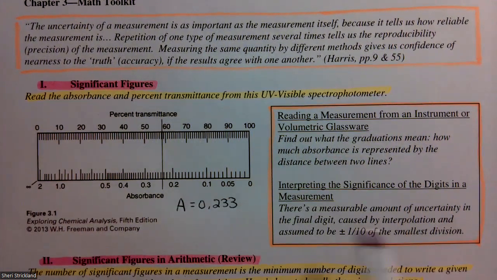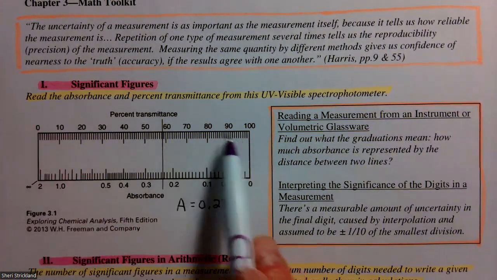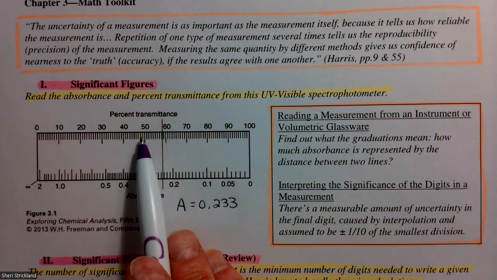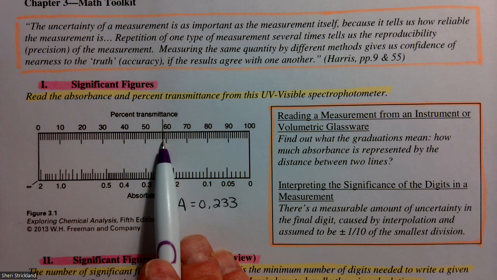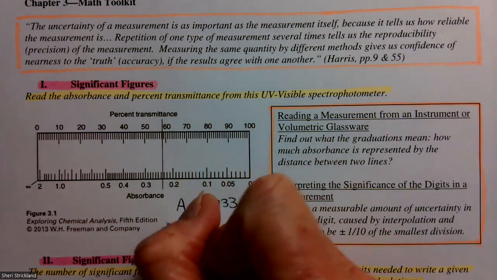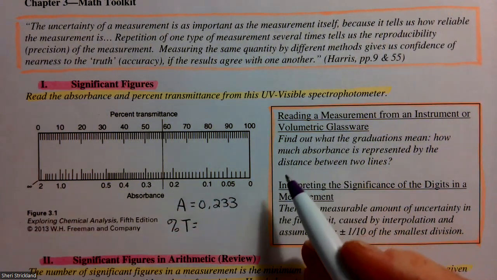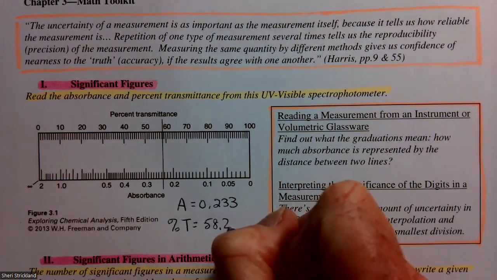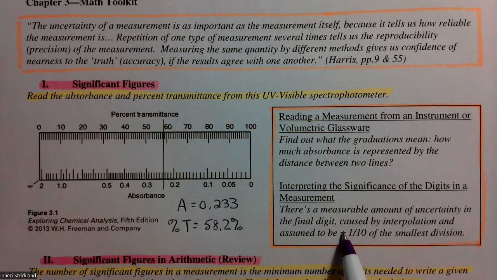Now, if you look on the percent transmittance portion, we see that the numbers increase from left to right, that each one of these little divisions here represents a single percent transmittance, and this percent transmittance is between 58 and 59. So it's 58 point something. So the percent transmittance, I think, is 58.2%. Now you might say 58.1% or 58.3%, and we would all be within this 1/10 of the smallest division.